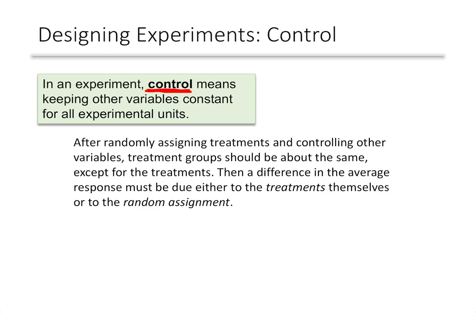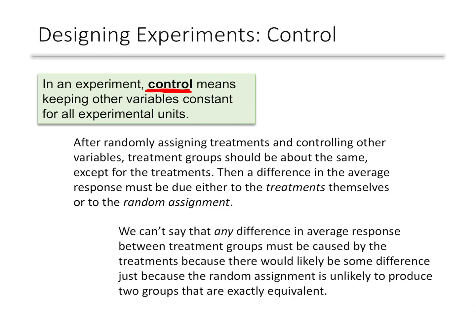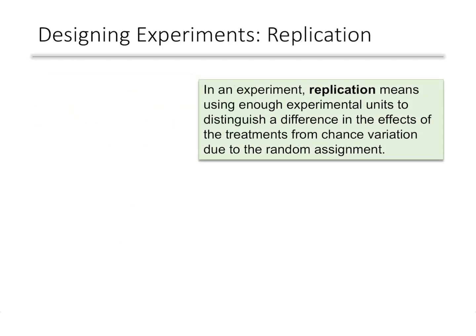Then a difference in the average response must be due to that treatment and not anything else that we were looking at. Okay, we can't say that any difference in average response between treatment groups must be caused by the treatments because there would likely be some difference just because of random assignment. It's unlikely to produce two groups that are exactly equivalent, but they could be very close if we do things enough that we would be able to say it.